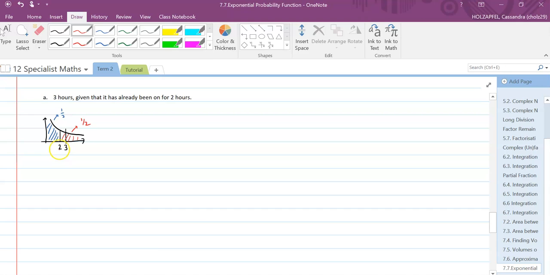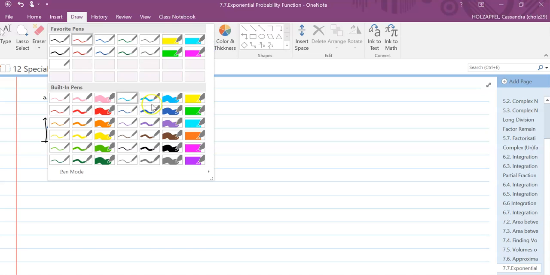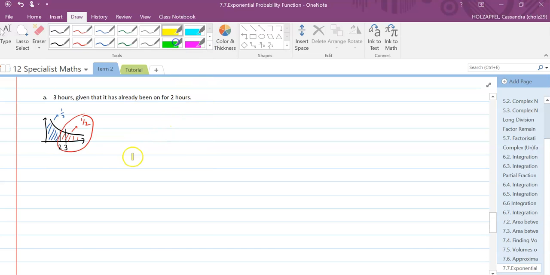Now we've been given some extra information: given that it's already been on for 2 hours, effectively that's reducing my sample space. So now I'm only going to be looking at this information here. If I just do a highlight, everyone should be able to see that. Given that I already know it's lasted for 2 hours, what's the probability now that it's going to last for longer than that 3 hour mark? So we've reduced our sample size to just this area of the graph that's in red.